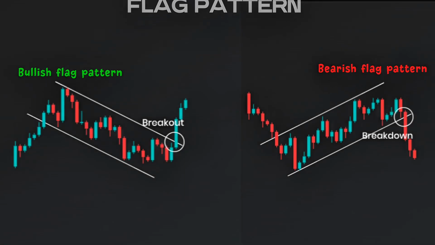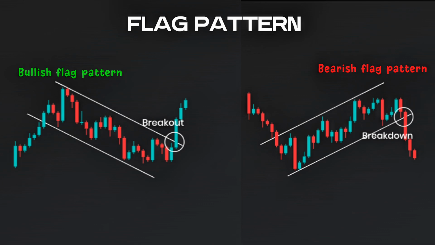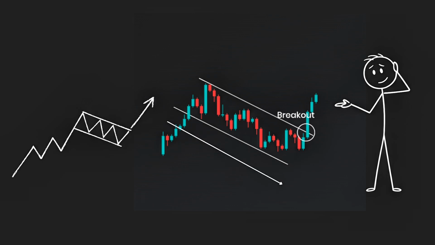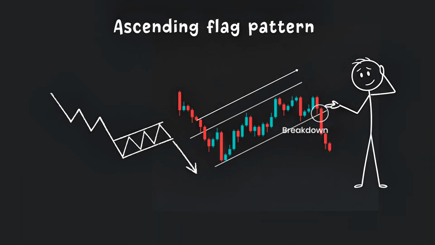Number 1 is the flag pattern. A flag pattern is a chart formation that looks like a flag on a pole. It forms after a strong price movement, followed by a ranging market that creates a small channel that slants either up, down, or sideways. A flag pattern is usually a price continuation pattern. Knowing that it's a continuation pattern doesn't really explain why it forms on the chart. When you see a descending flag pattern on the chart, the market is actually looking for enough sellers to reverse the market trend. And the same thing goes for the ascending flag pattern.